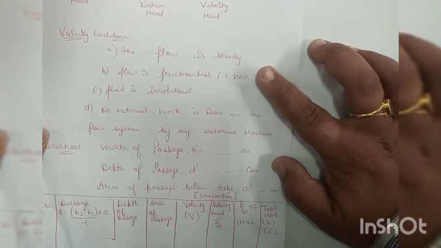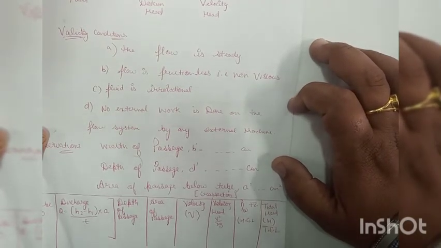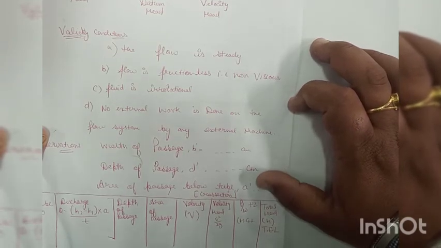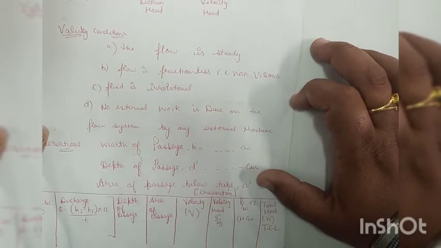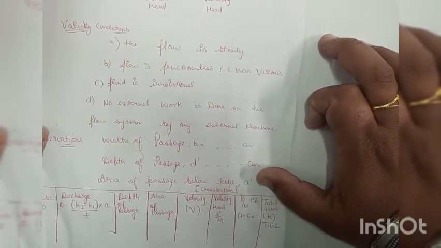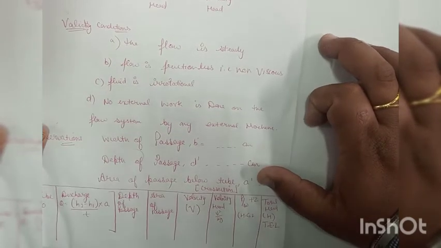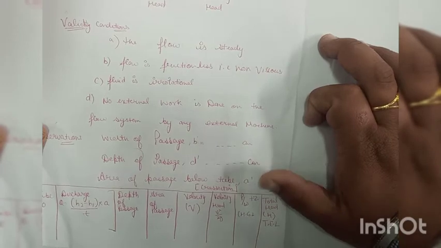The flow is steady, always steady, and the flow is frictionless, meaning the flow is non-viscous, and the fluid is irrotational. And fourth, the last condition is that no external work is done on the flow system by an external machine, meaning there should be no external work on the fluid that is flowing.